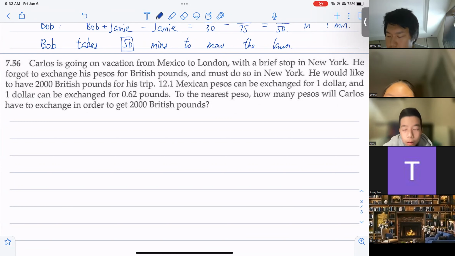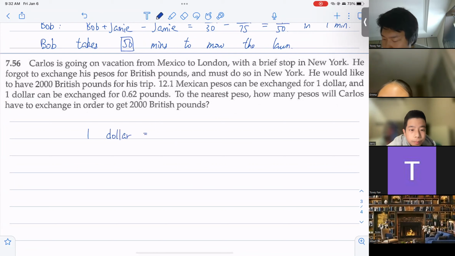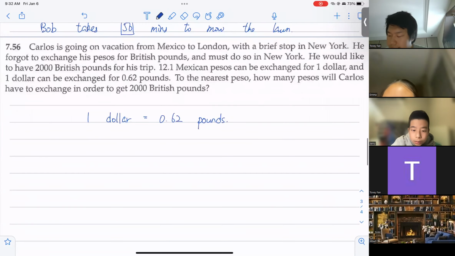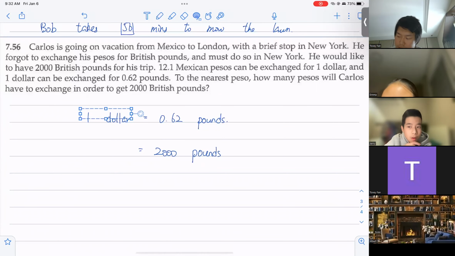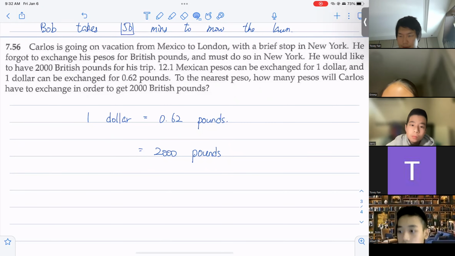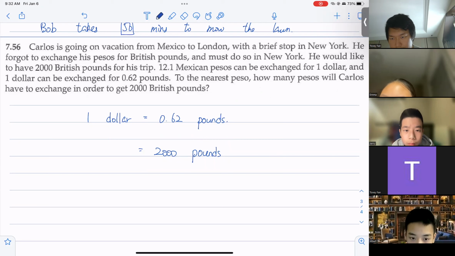We know that $1 is 0.62 pounds, right? So you can first write this down. $1 is 0.62 pounds. So to get to 2,000 pounds, how many dollars do you need? So Jerry, you can think about this. $1 is 0.62 pounds, right? So how many dollars do you need to get 2,000 pounds, if you have any idea here? 2,000 divided by 0.62 pounds.